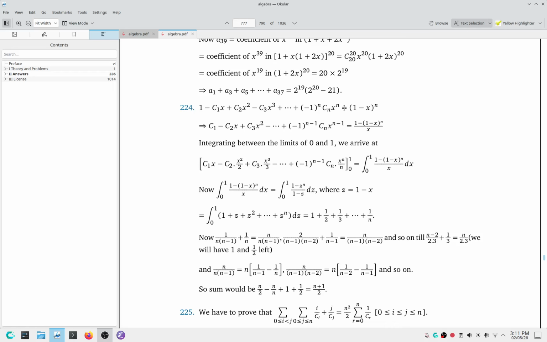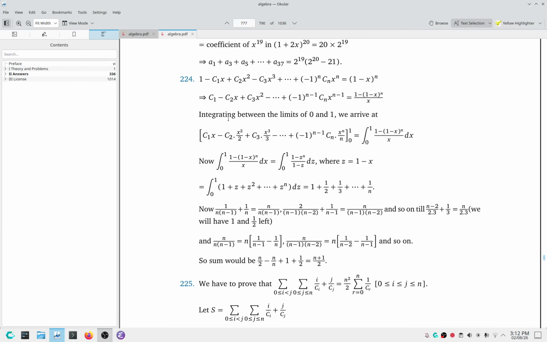No, we did not integrate it yet. So we have this expression and we divide by x. We bring 1 minus x to the power n this side, and we take all these terms except 1 to the right hand side, and then divide by x. We get c1 minus c2x plus c3x square and so on up to minus 1 to the power n minus 1 cn x to the power n minus 1 is equal to 1 minus x to the power n upon x.